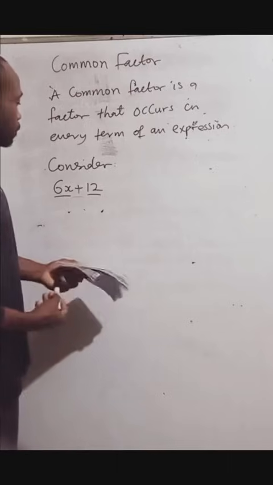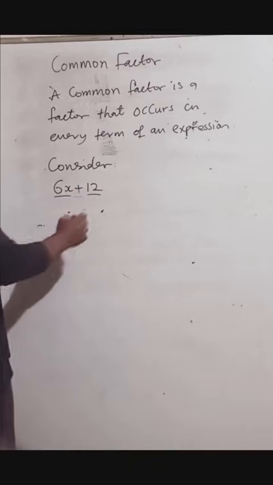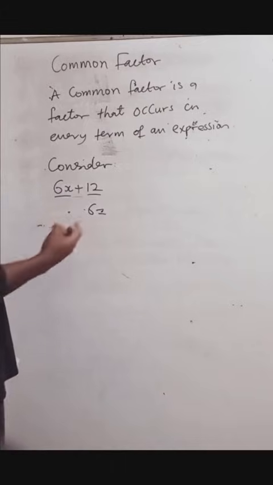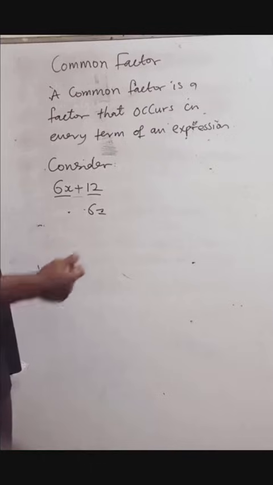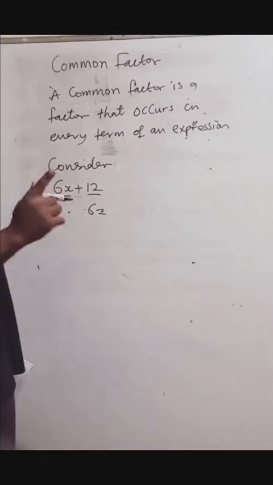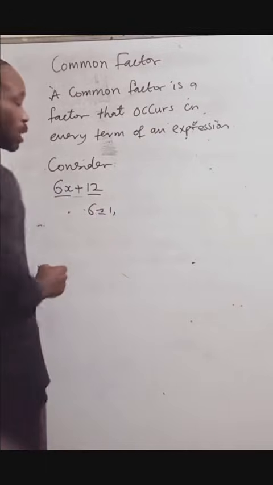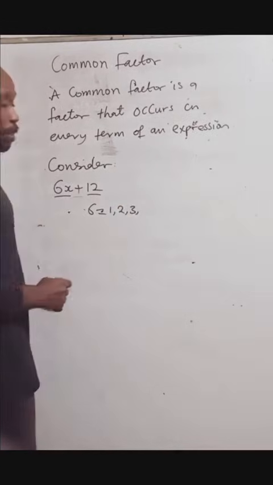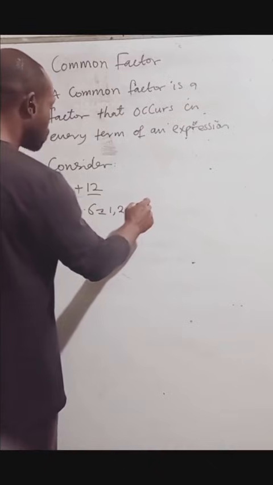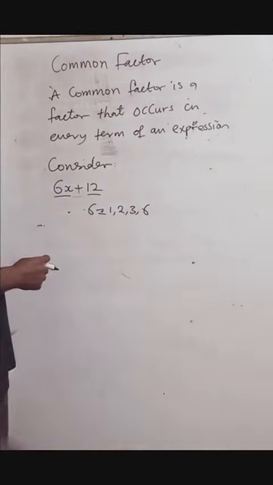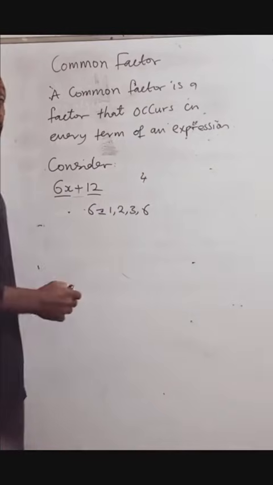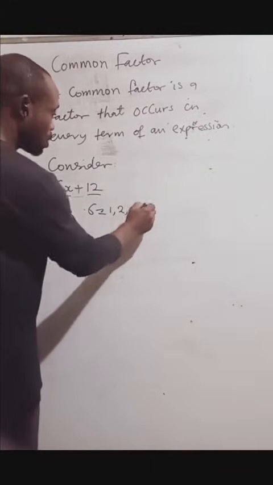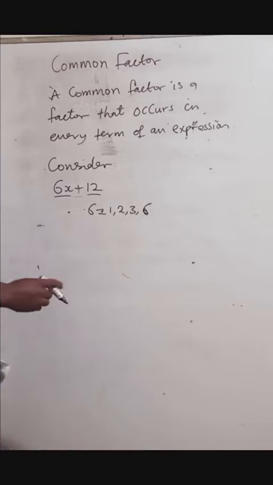So let's do it this way. First thing we need to do is look for the factors of 6. What are the factors of 6? The factors of 6 are any numbers that can divide 6 without remainder. So 1 can divide 6 without remainder, 2 can, 3 can, and 6 can. 4 can divide 6 with remainder, 5 can divide 6 with remainder. But 1, 2, 3, and 6 can divide 6 without remainder.